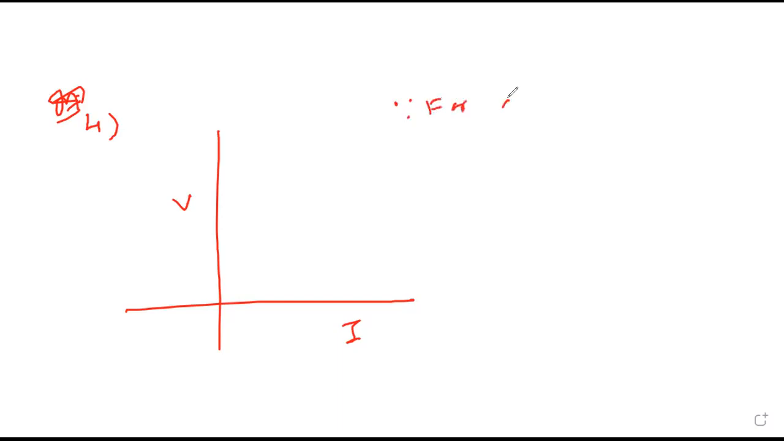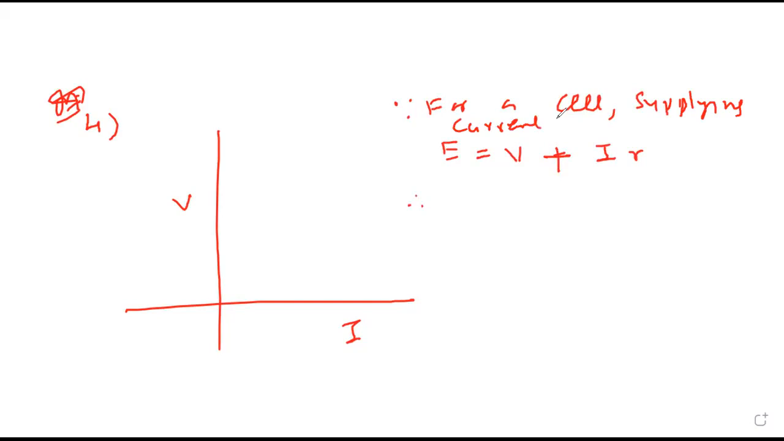For a cell supplying current, can we say E is V minus IR, or V plus IR? Can we say like this? Can we write like this for a cell supplying current?